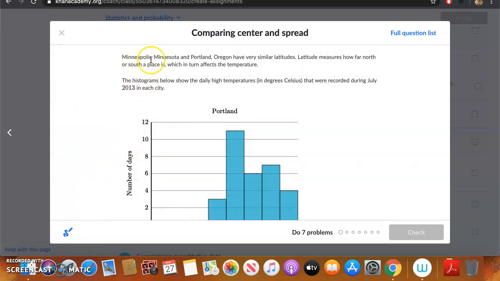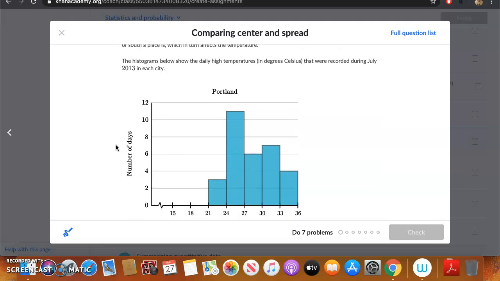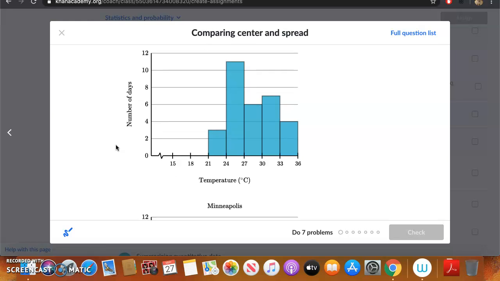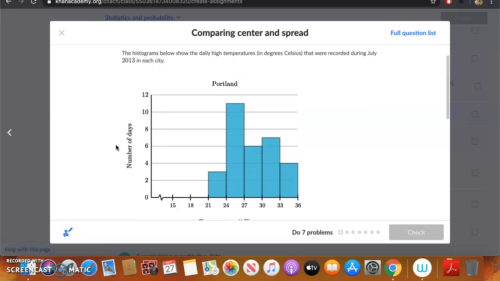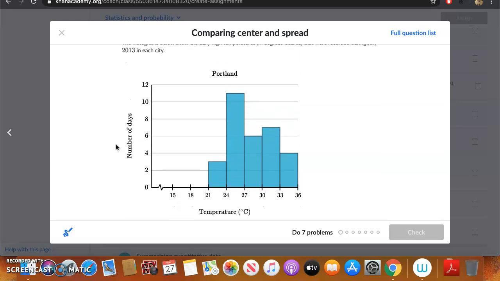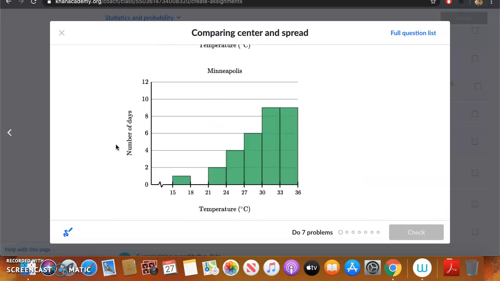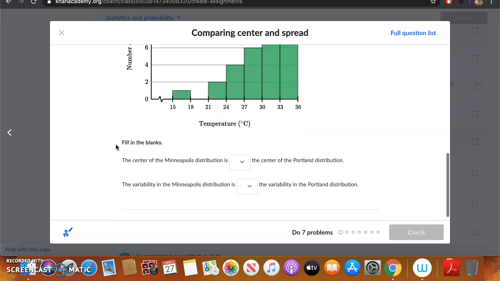So here we have Minneapolis, Minnesota, and Portland, Oregon have very similar latitudes. Latitude measures how far north or south a place is, which in turn affects the temperature. The histograms below show the daily high temperatures in degrees Celsius that were recorded during July 2013 in each city. So here's Portland, and here's Minneapolis. All right, so what are the questions here? It says, fill in the blanks.